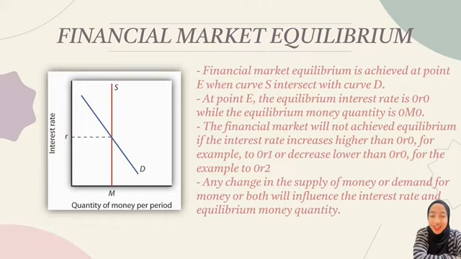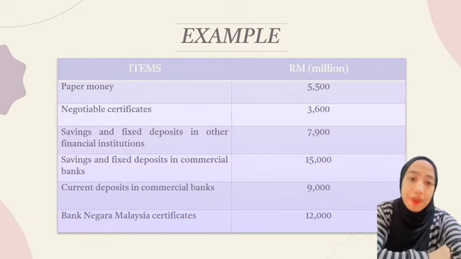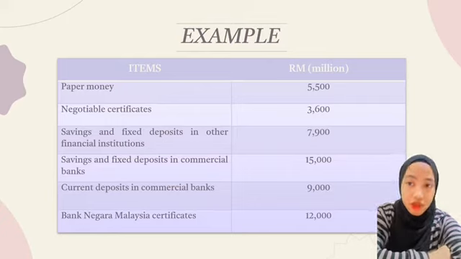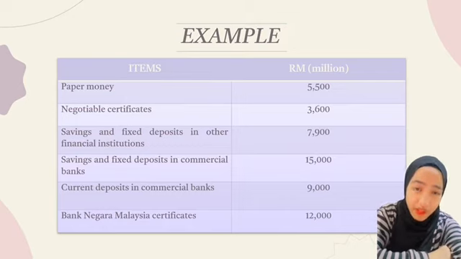Any change in the supply of money or demand for money or both will influence the interest rate and equilibrium money quantity. Next is example. Paper money 5,500, negotiable certificate 3,600, saving and fixed deposit in other financial institution 7,900, saving and fixed deposit in commercial bank 15,000, current deposit in commercial bank 9,000, and Bank Negara Malaysia certificate 12,000.